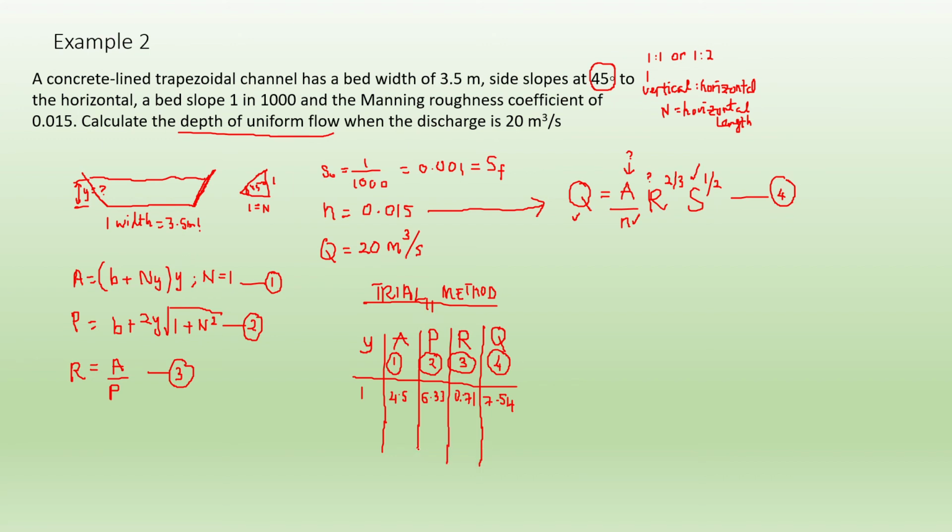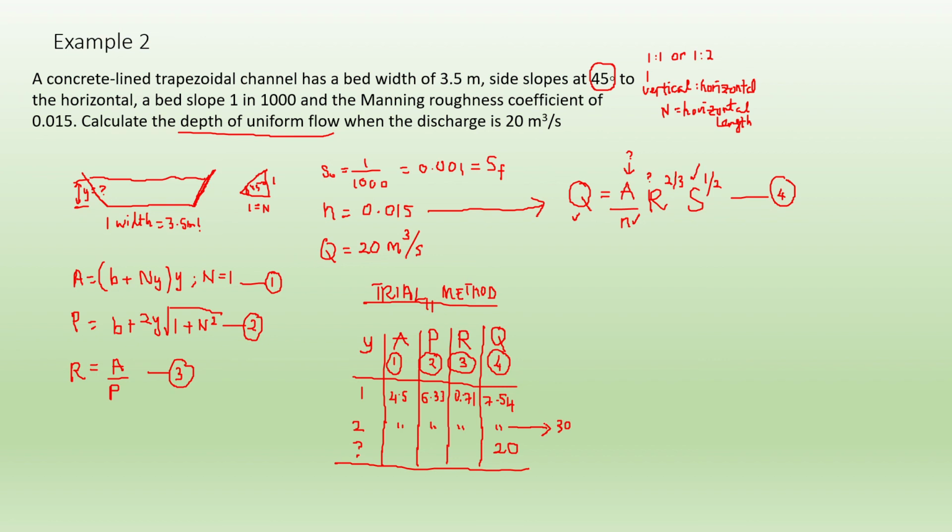Your ultimate objective for this question is to find what is y when Q is 20. My suggestion is that maybe you can start with y equal to 2, and then you will get A, P, R, and what Q you get. This will give you some idea of what is the right y. For example, I didn't calculate this, but maybe Q is 30. So you know immediately that the right y will be somewhere between 1 and 2. And then you can try other values to calculate y.